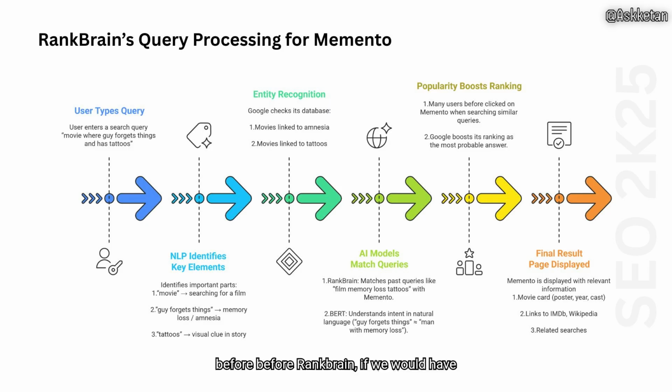Before RankBrain, if we would have asked the same question to Google, it would have just looked at exact keywords like movie or has tattoos. But with RankBrain, Google could understand the intent behind it, and it could give us an answer like, oh, probably you're looking for the movie Memento. So this is what happened with RankBrain.